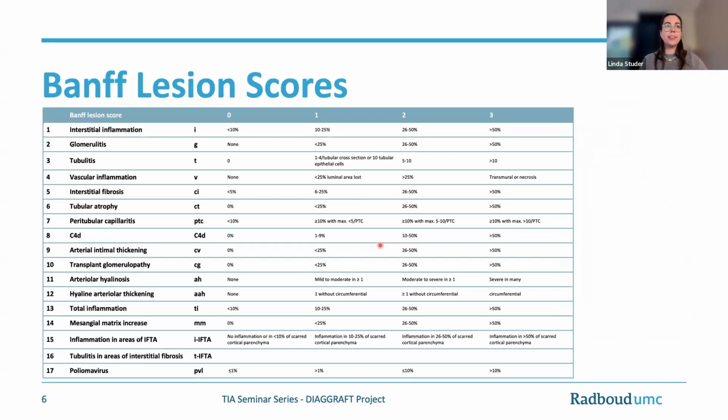Now, just to give you an idea of how complex these 17 items are, I'm not going to go into detail, but just to give you an idea. We really have these 17 different items and 4 subcategories. So you can imagine that this is quite a time-consuming thing to do, and it's very extensive. So this is where the idea of the DIAGGRAFT project comes from.